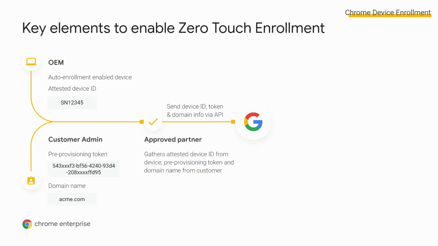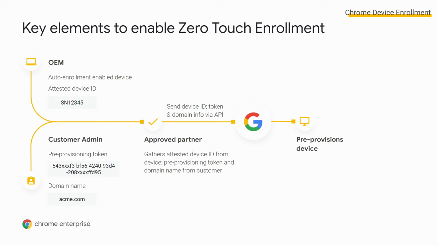Once a partner has the necessary information, they can send this information to Google using the pre-provisioning API. The token and domain will then be submitted for validation independently of the pre-provisioning request. Also to note, use of this API is free for partners, but they can build out a revenue model if they want.